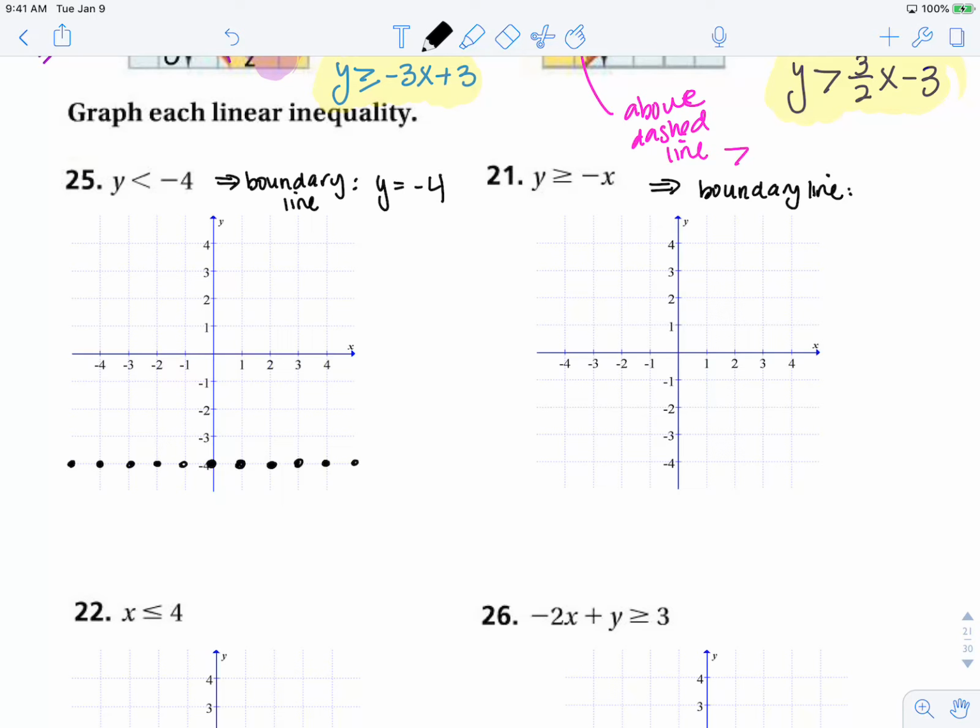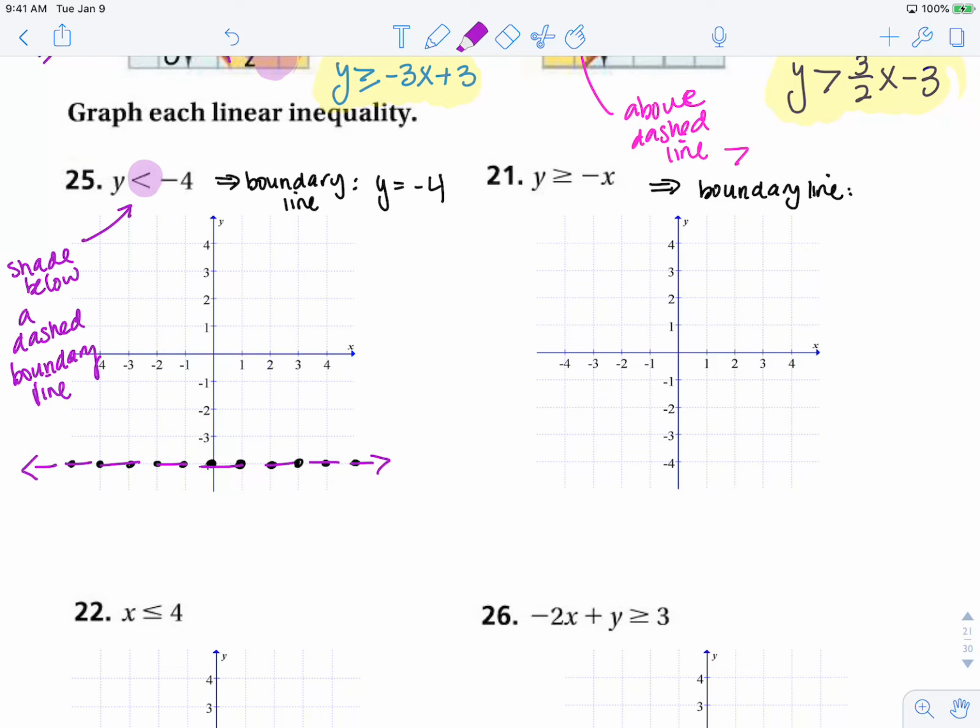So I'm going to plot those points. Now I look at my inequality sign. Since that inequality sign is saying we want to be less than our boundary line, we're going to shade below a dashed boundary line, because we do not want to equal our boundary line. We just want to be less than that boundary line. So I'm going to connect these points with a dashed line.